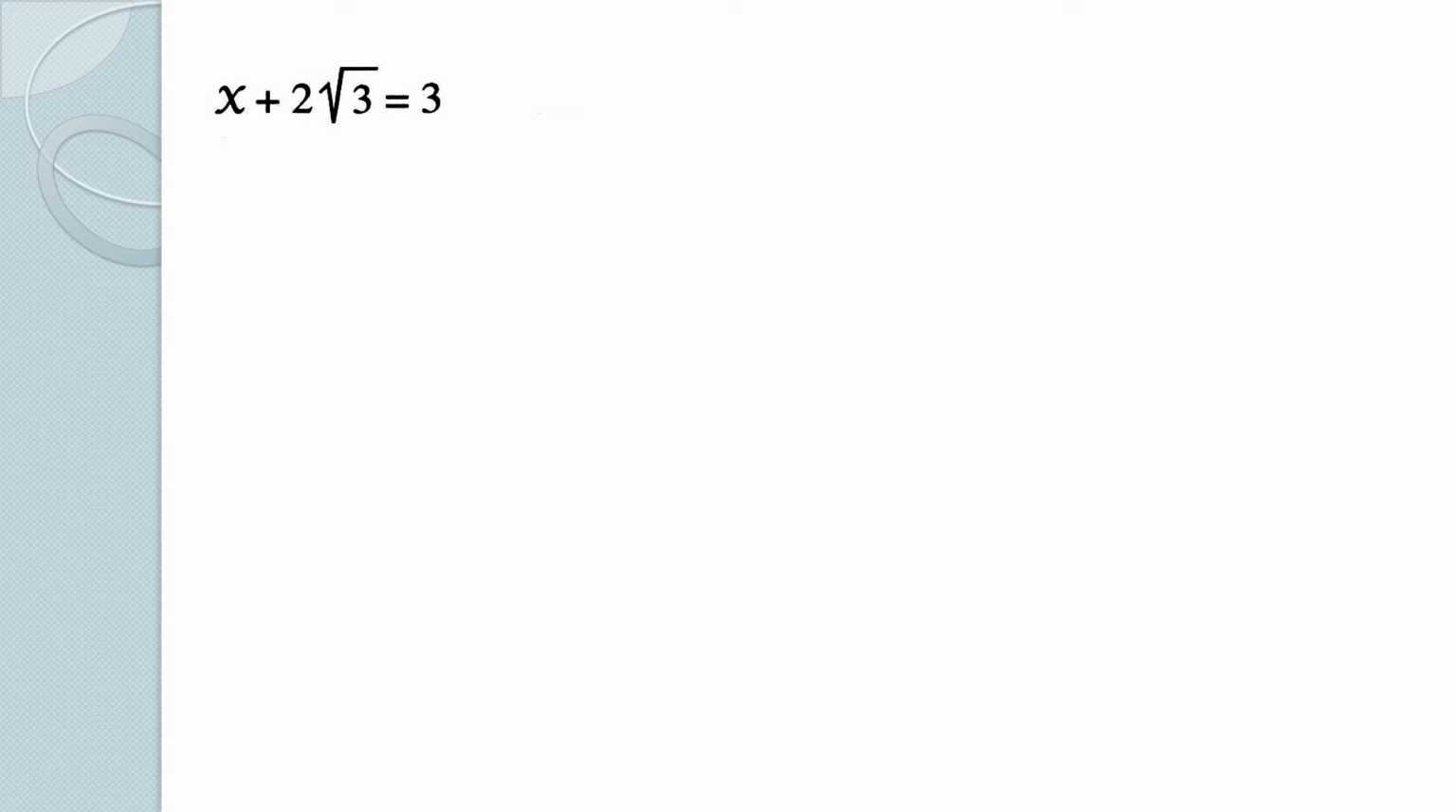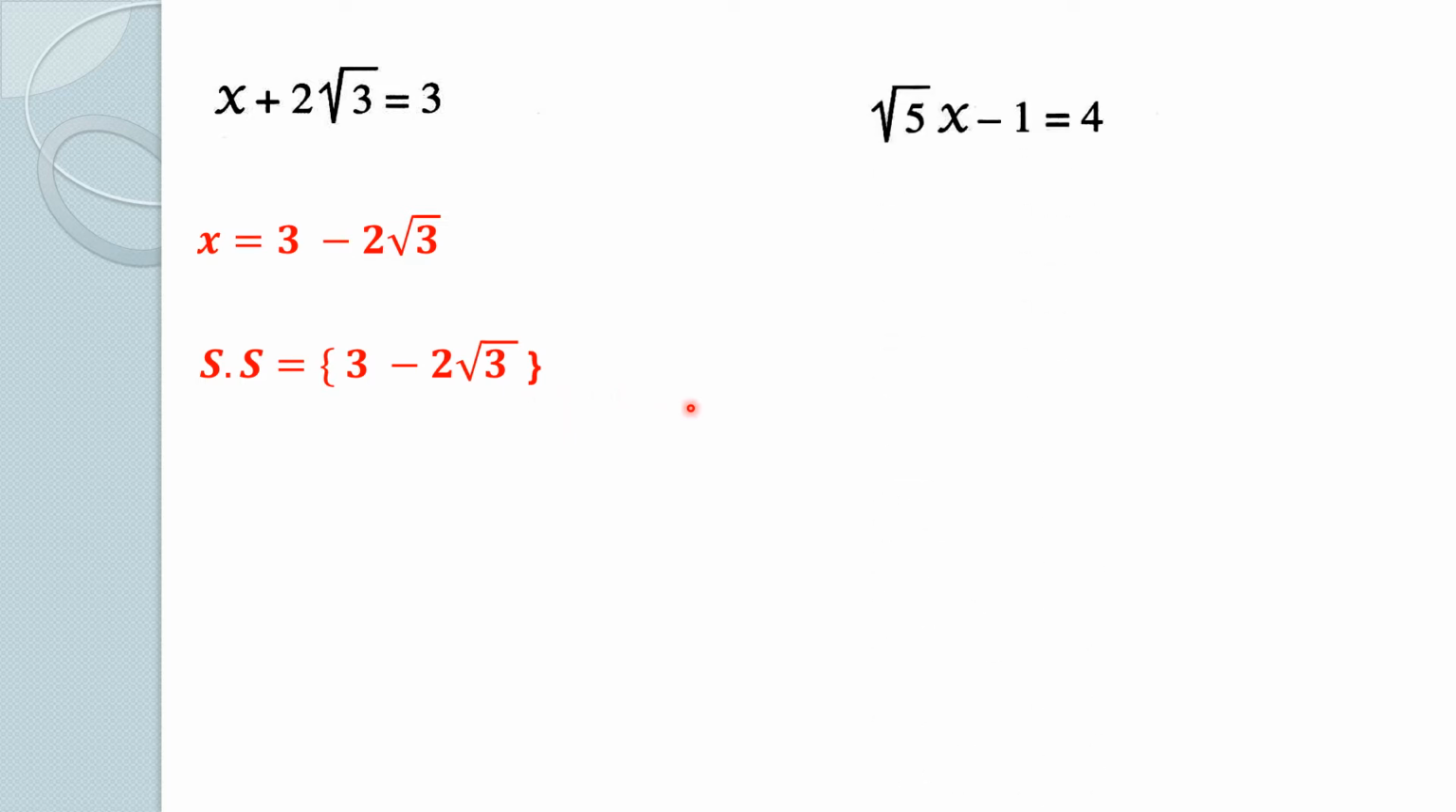x plus 2 root 3 equals 3. Subtract 2 root 3 from both sides. Therefore, x equals 3 minus 2 root 3, which means that the solution set equals {3 minus 2 root 3}. This is the next example.